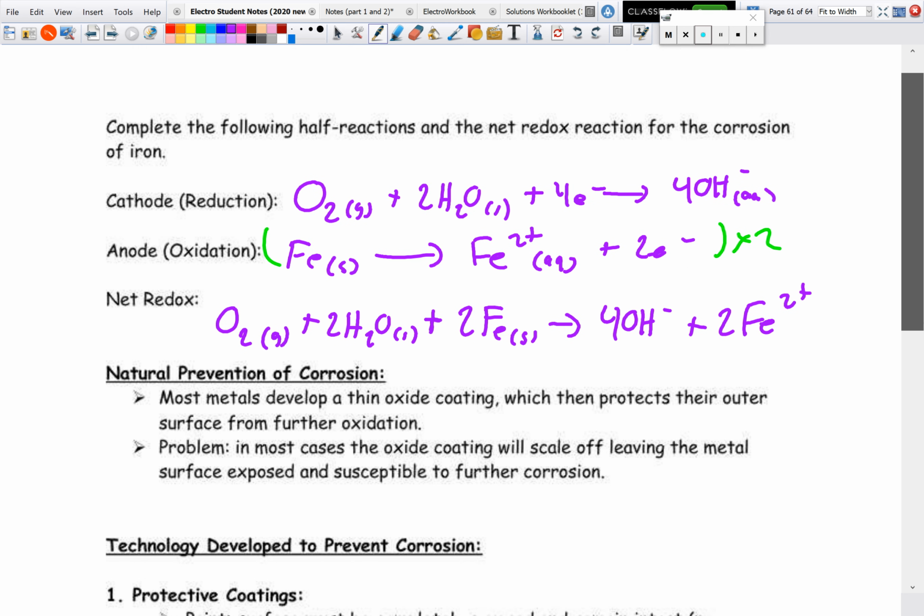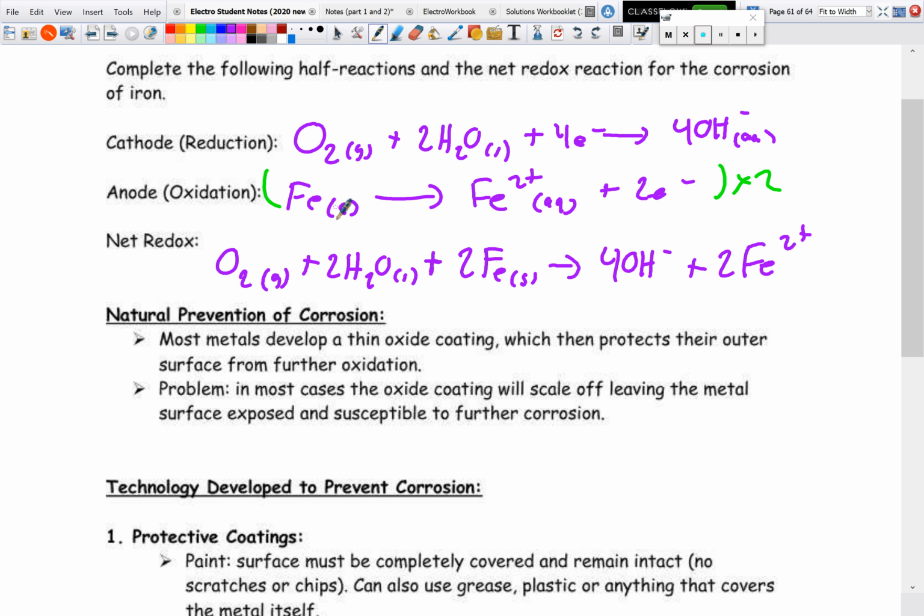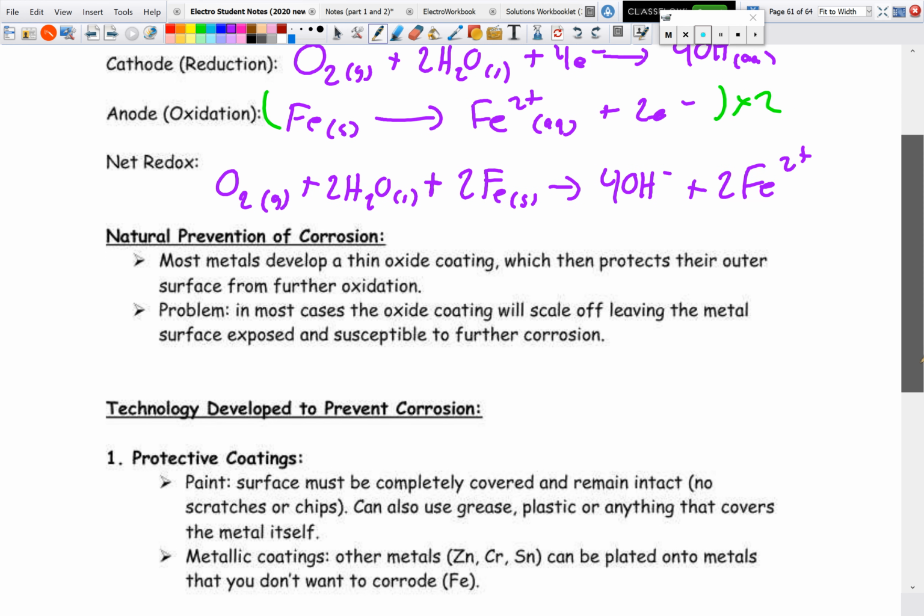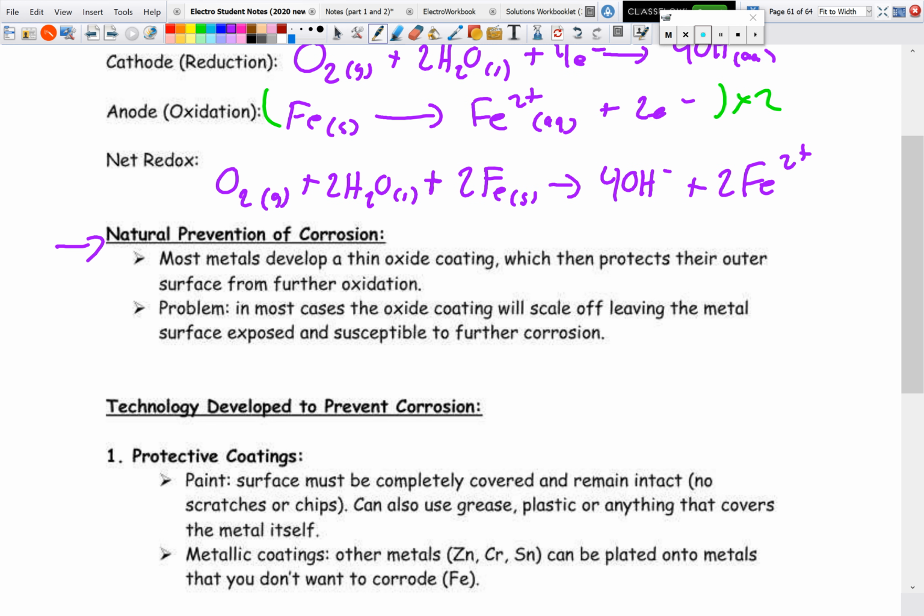So we are going to look at how to prevent this, or some technological processes that came out to actually stop this from occurring. So once again, this is bad. Some metals can have a natural prevention. Iron isn't one of these. Most metals develop a thin oxide coating, which then protects the outer surface from further oxidation.